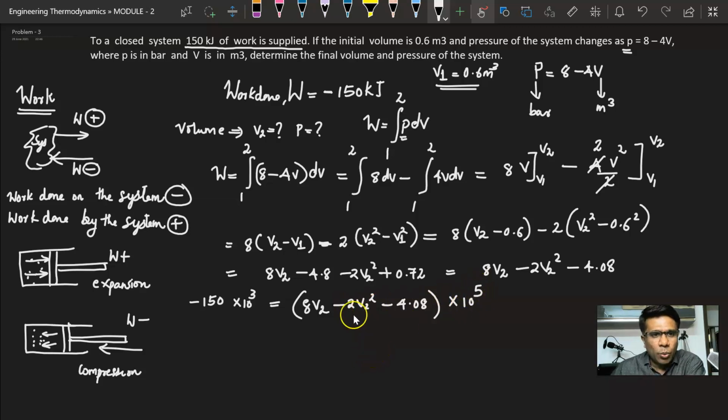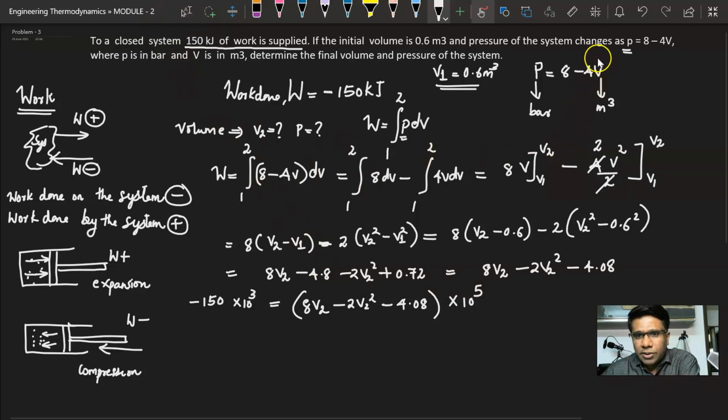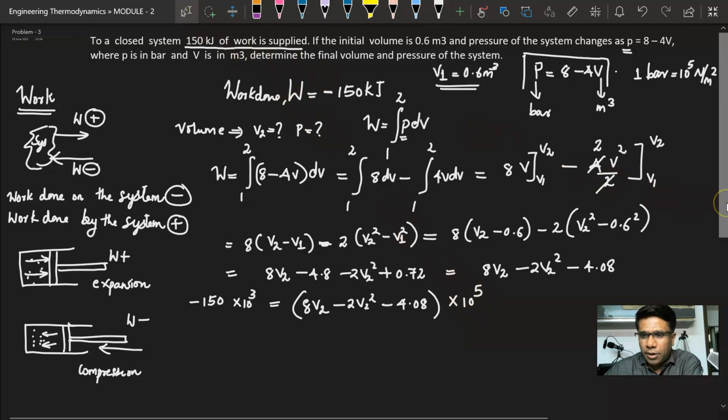Now why do we require a 10 raised to 5 here? Because it is mentioned that in this equation P equal to 8 minus 4V, the pressure is in bar. Therefore we know that 1 bar is equal to 10 raised to 5 Newton per meter square. That is why I am multiplying it with 10 raised to 5.